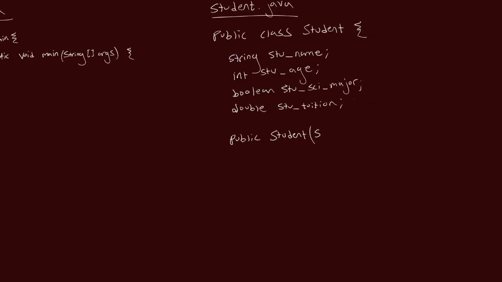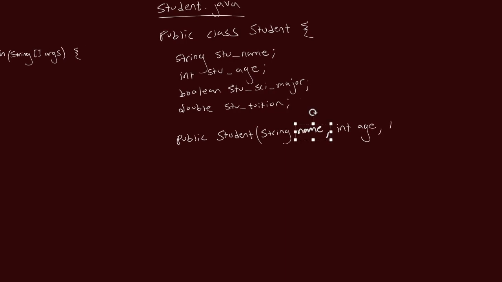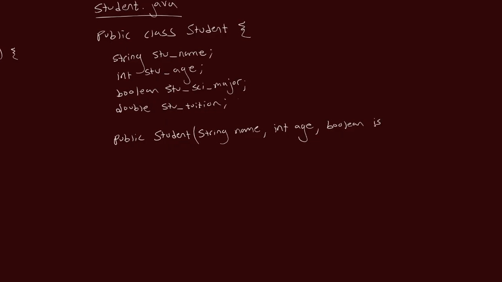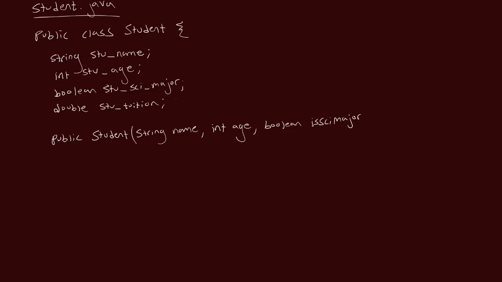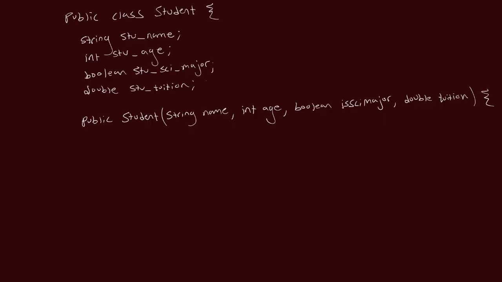So we're going to do string name, int age, boolean is sci major, and then finally double tuition. Okay, so in here we're gonna set up these variables to be equal to one of these.